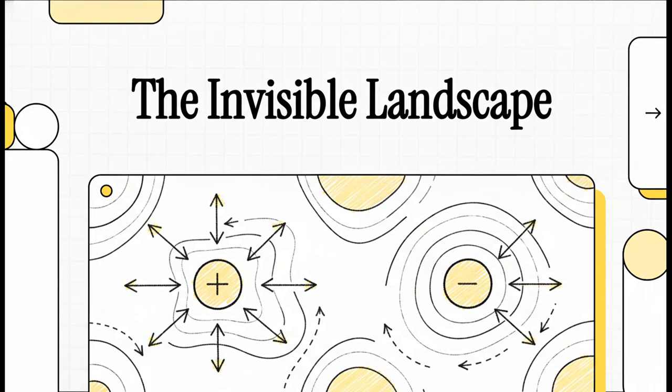You know how you can look at a topographical map and just instantly understand an entire mountain range without ever having to climb it? Well, today we're going to use that exact same idea to map something that's completely invisible, the electric field. It might sound kind of complicated, but trust me, by the end of this you'll see how physicists use this really clever trick to understand the hidden forces that basically power our world.